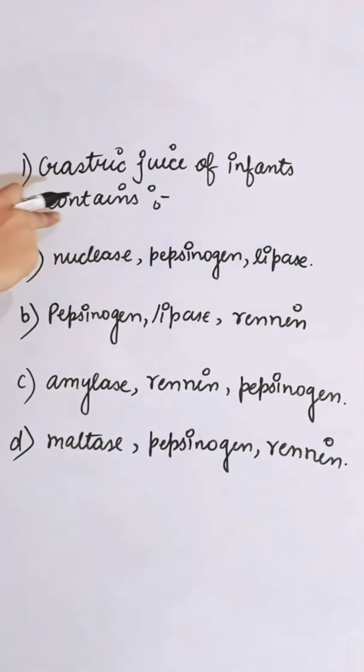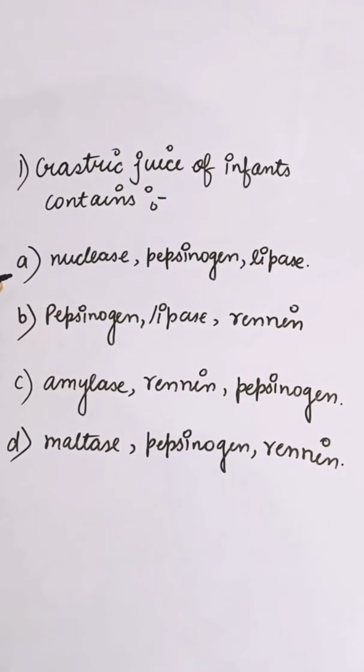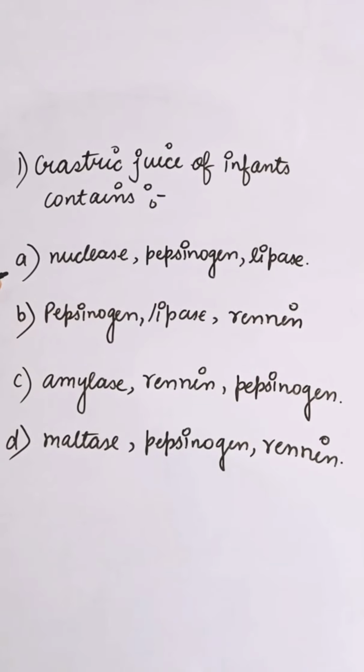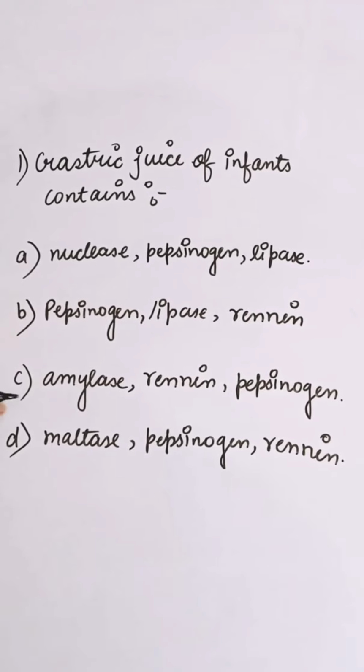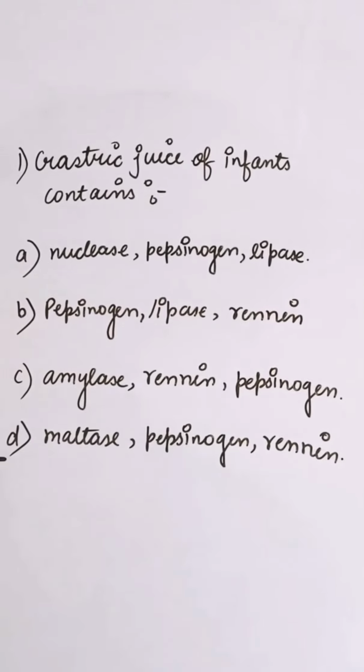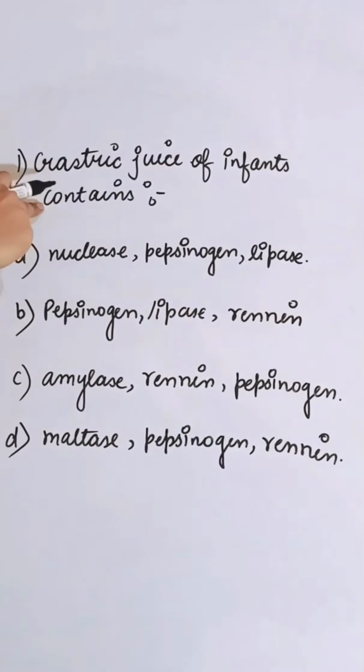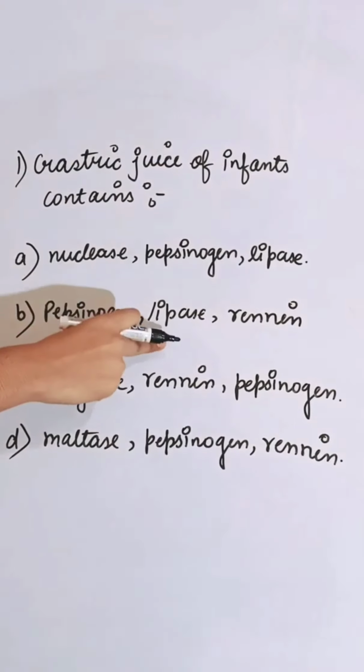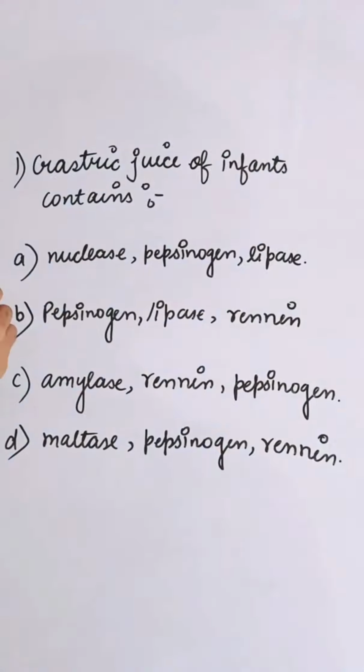Gastric juice of infants contains: first option, nuclease, pepsinogen and lipase; second, pepsinogen, lipase, renin; third, amylase, renin, pepsinogen; and fourth, maltase, pepsinogen, renin. Gastric juice of infants contains pepsinogen, lipase and renin. So the correct answer is B.